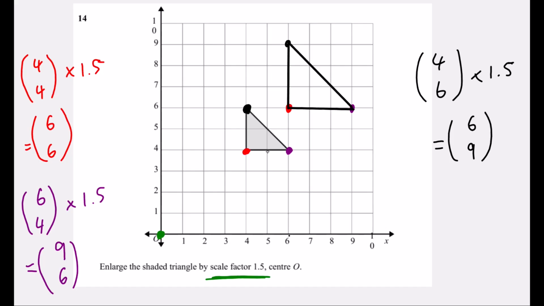And you can see the one before had a base of 2. 1.5 times 2 is 3. And the height was 2, now it's 3. And every point is 1.5 times as far away from the origin. And you can join lines up through these points, and you'll see they all line up. So any enlargement will line up going through the center.